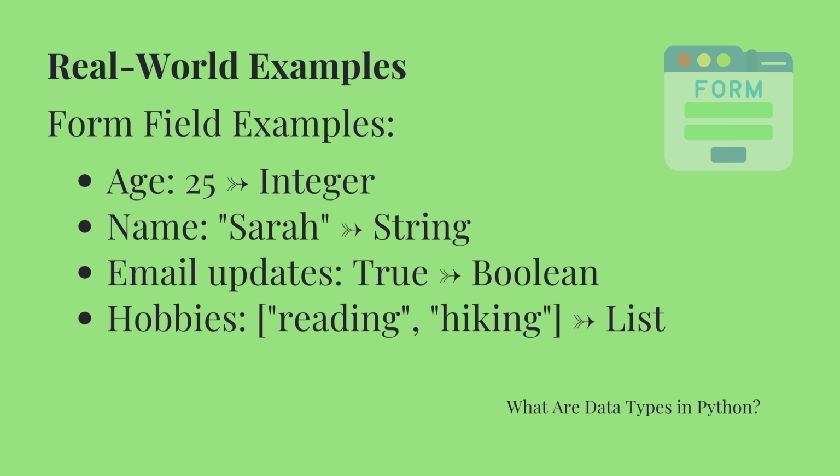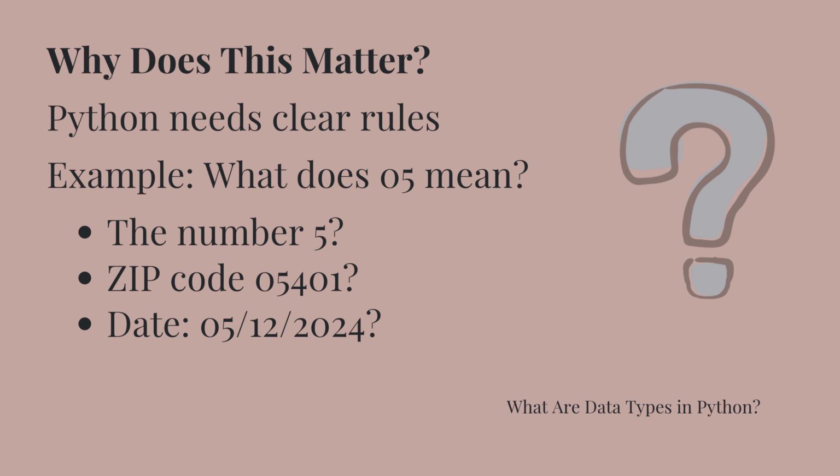Your list of hobbies, this is a collection of items. Python has several ways to handle collections like lists and sets. The key point is Python needs to know which type of data you're working with so it knows what operations make sense. You might be wondering, why can't Python just figure this out automatically?